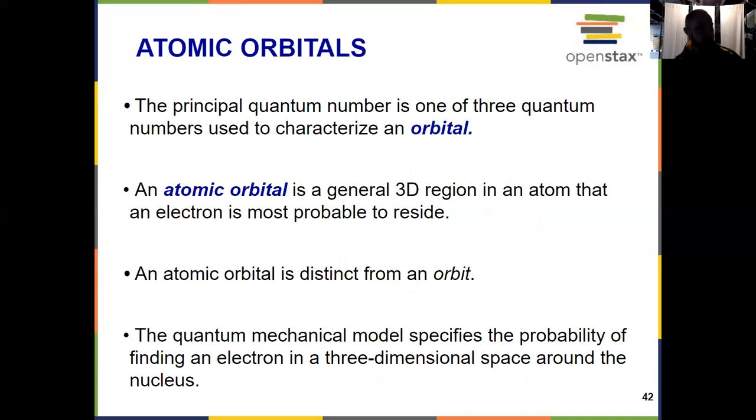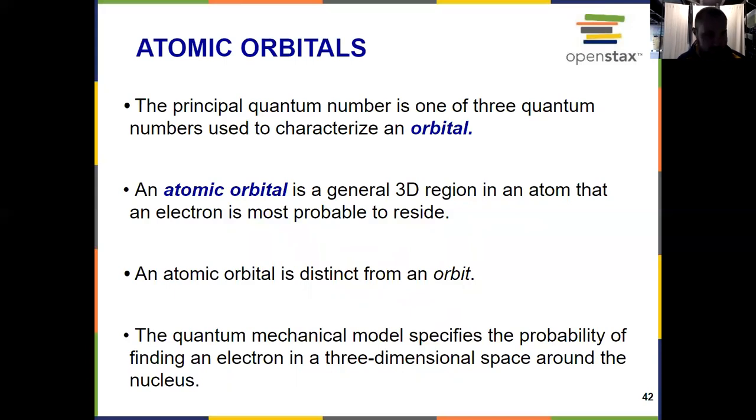How about atomic orbitals? The principal quantum number starts to describe what's known as an atomic orbital. Okay. What is an atomic orbital? Okay. It's a region of electron density. Okay, and it's not just a line going around the nucleus like what we would have seen right here in this representation, right? It's a 3-dimensional region of probability.